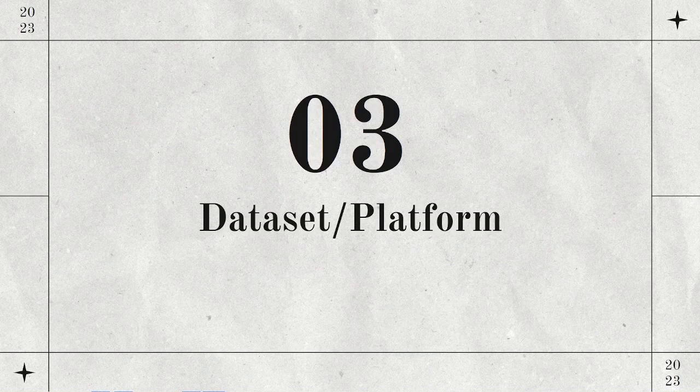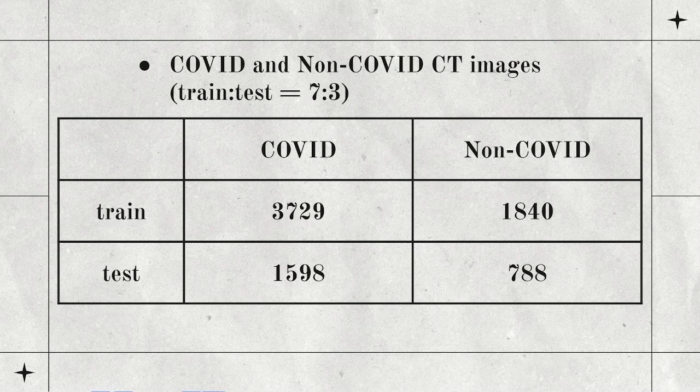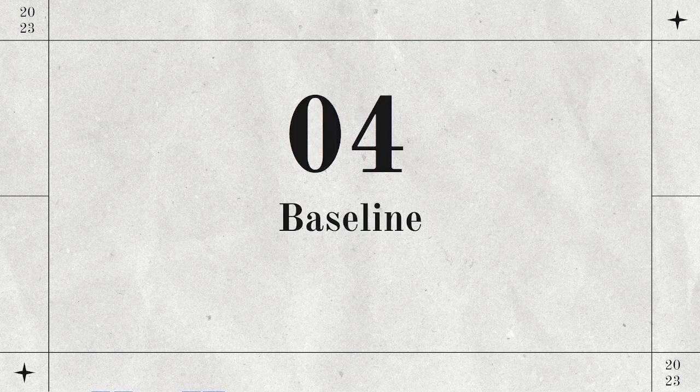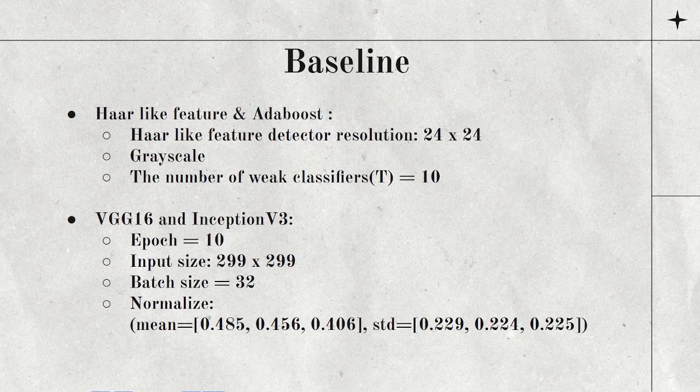Next, let me introduce our dataset. Our dataset comes from Mendeley data. It consists of about 5,000 COVID and 2,500 non-COVID CT images. And we split the dataset randomly into train and test data with a 7:3 ratio. Next is our baseline. Let's start with the highlight feature part.